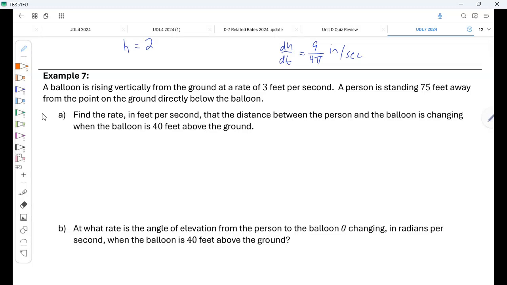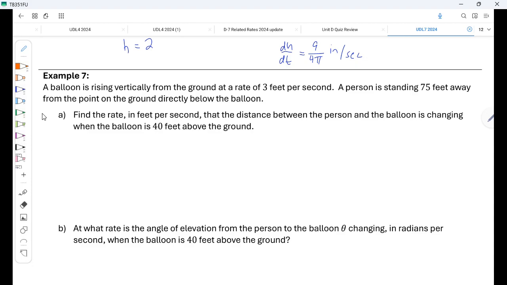Example of a related rates problem. We're going to see one more type of equation that you might encounter along the way. Example 7 says a balloon is rising vertically from the ground at a rate of 3 feet per second. A person is standing 75 feet away from the point on the ground directly below the balloon. Find the rate in feet per second that the distance between the person and the balloon is changing when the balloon is 40 feet above the ground.